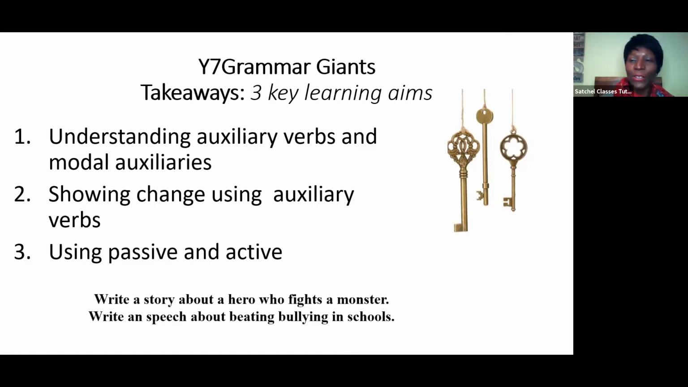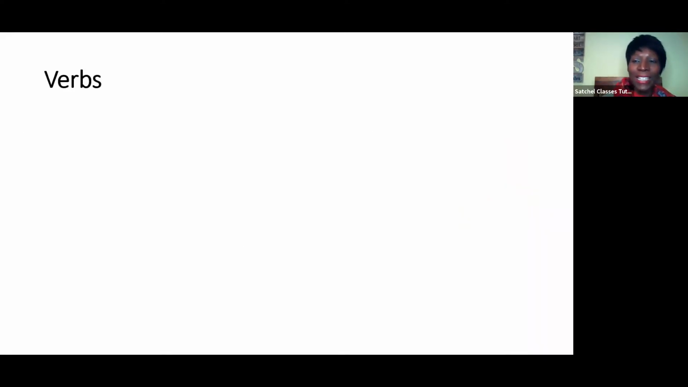This is based around two imaginary assignments so that you can see how to use auxiliary verbs and modal verbs and active and passive. It is as if you were writing a story about a hero fighting a monster and a speech about beating bullying in schools. So first of all, let's think about verbs.